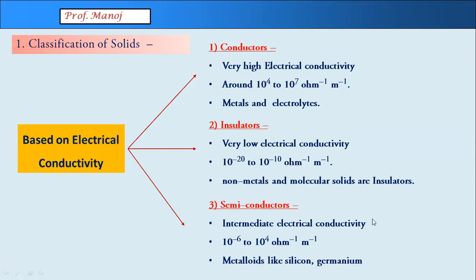The third, between them, is semiconductors. They will have conduction in between, moderate, between insulators and conductors. If you compare the values, you can see 10 raised to minus 6 to 10 raised to 4, whereas in conductors the lowest value was 10 raised to 4. Very famous metalloids like silicon and germanium function as semiconductors.